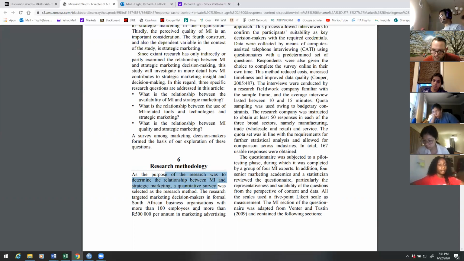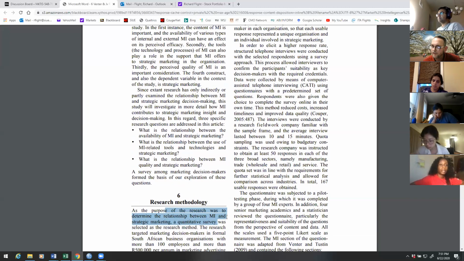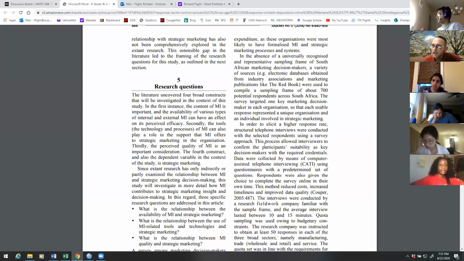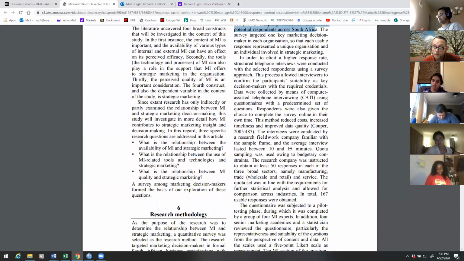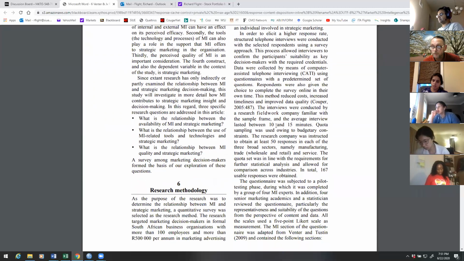They looked at businesses with 100 or more employees and a certain level of revenue. They had a sampling frame of about 700 respondents, so these would be companies that met those criteria. And then they went out and launched a survey. They did this over the phone, so this is a telephone interview type of a thing. Each one took between 10 and 15 minutes.